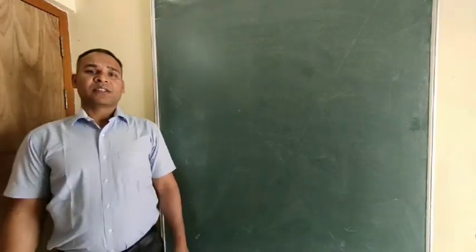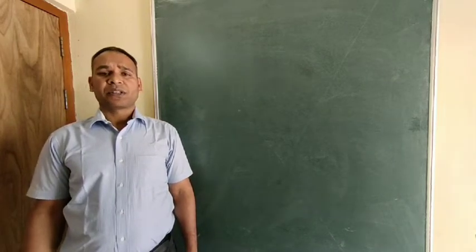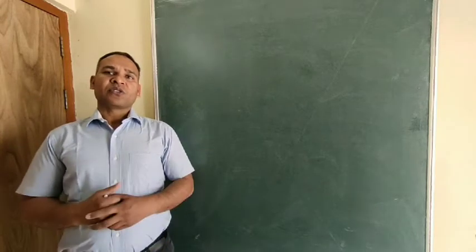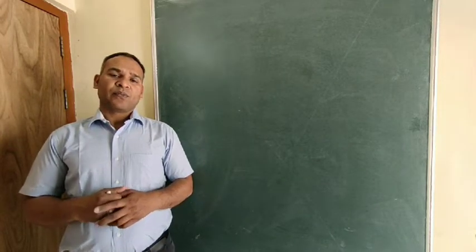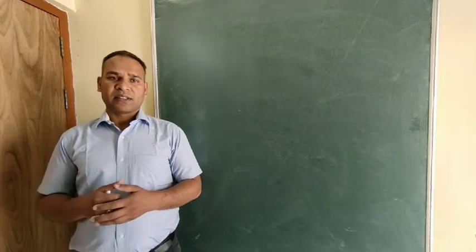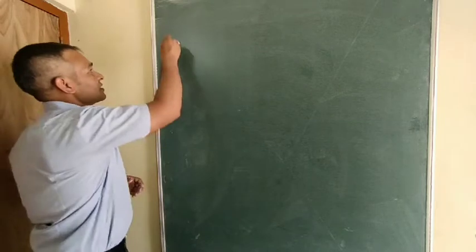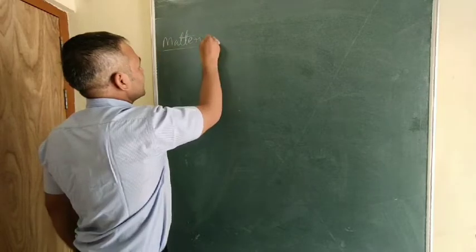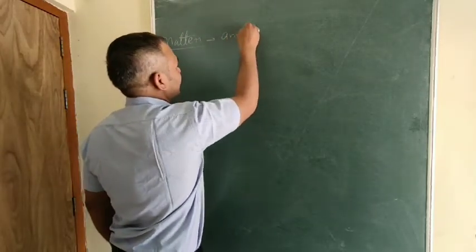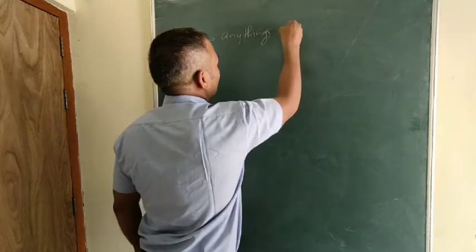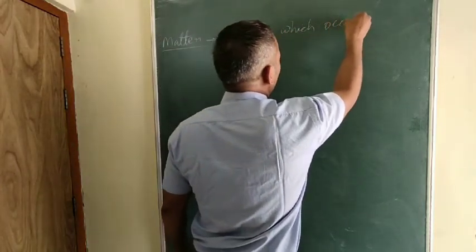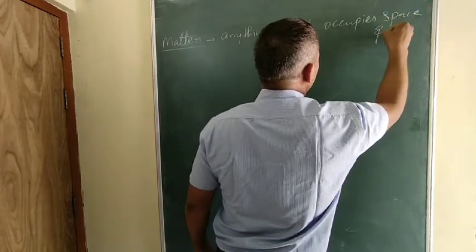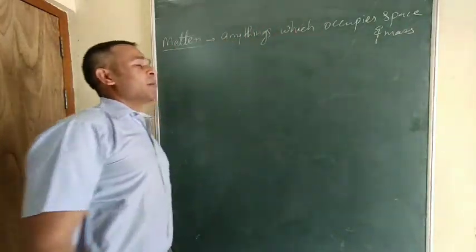Hello students, today we will talk about chapter number 1, matter in our surroundings. So about the matter, our universe is actually made up by the material which scientists name as matter. What is matter? In your previous class you have learned anything which occupies space and having mass is called matter.